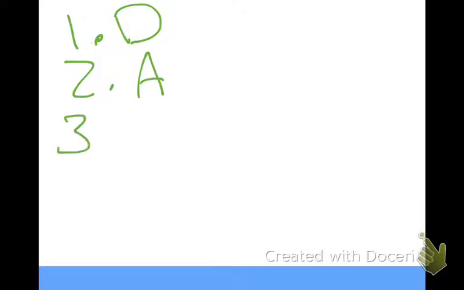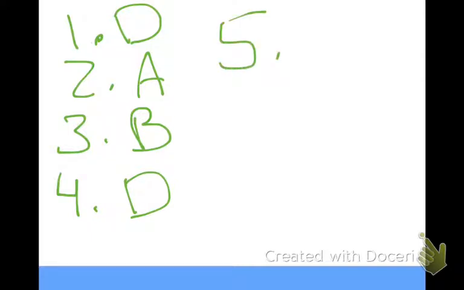So check your paper. Number 1 is D as in donut. 2 was A as in antelope. 3 was B as in Beyonce. Number 4 was D as in dragon. Number 5 was A as in acorn. And number 6 is C as in Collins.